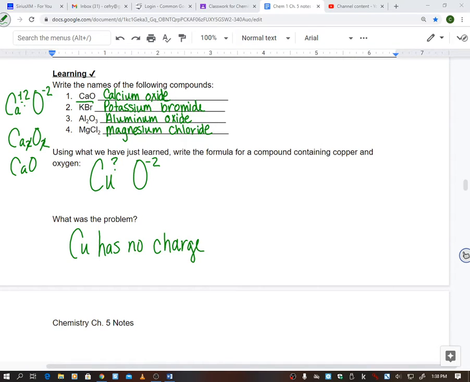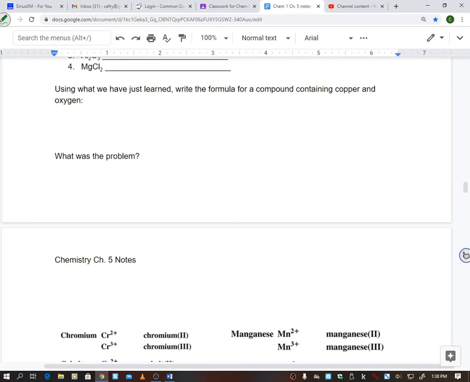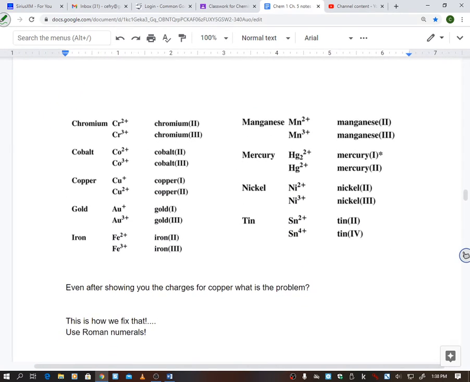So we don't know. Is it going to gain? Is it going to lose? If it does, how many? We don't know. So let's go down here to this right here. Now find copper on here. Here's copper. It can be a +1 or a +2. It depends. It can be either or. And there's a bunch of them up here like this.